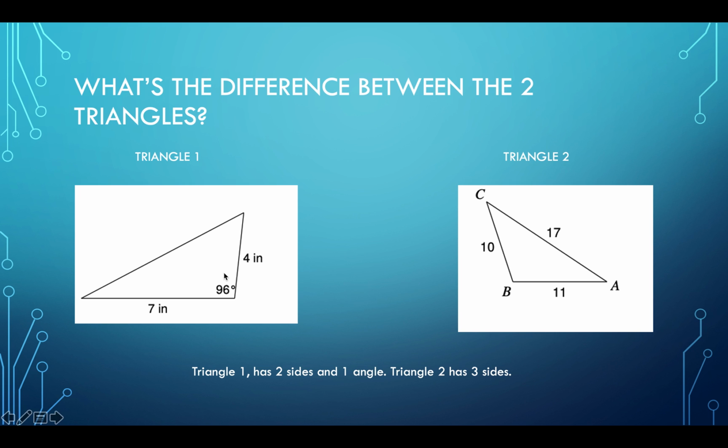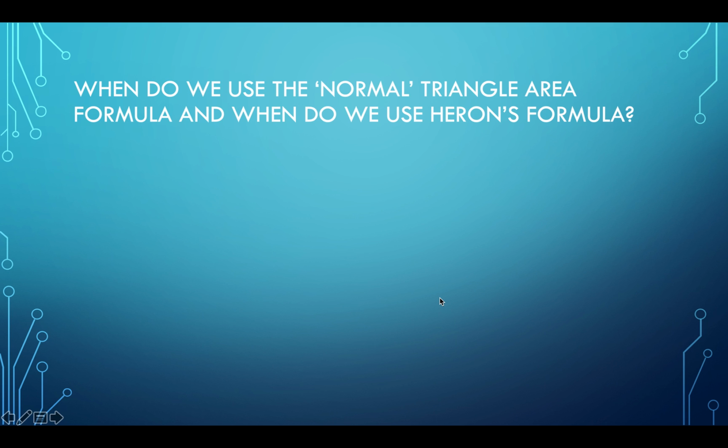Both of these triangles are going to need different formulas to find the area, because how we would solve this triangle would not work for that one, and vice versa. So when would we use the normal triangle area, and when would we use Heron's formula? Normal triangle area is found when we have 2 sides and 1 angle.